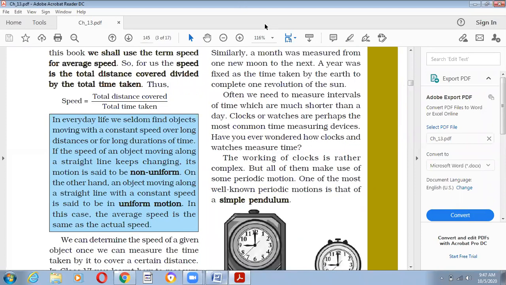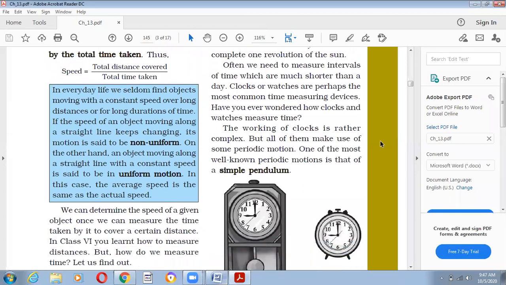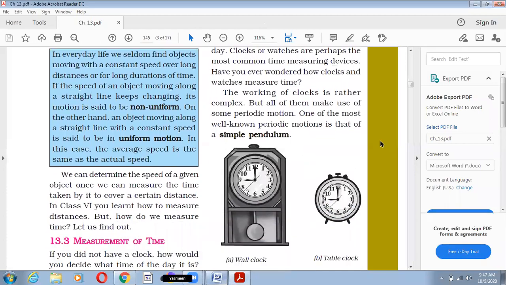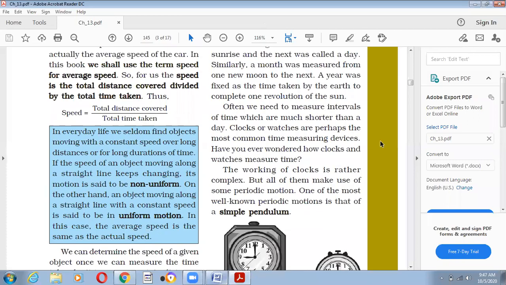In uniform motion, the body travels equal distances in equal intervals of time, and in non-uniform motion, the body travels unequal distances. Or maybe the time will be the same and the distance will be different. One quantity out of these two will be different. Then time. In time, we discuss the short interval.